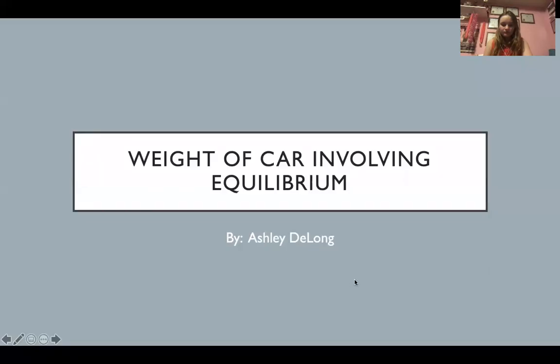For my statics problem, I'm doing the weight of a car involving equilibrium and tension. It was solved and created by me, Ashley Dillon.